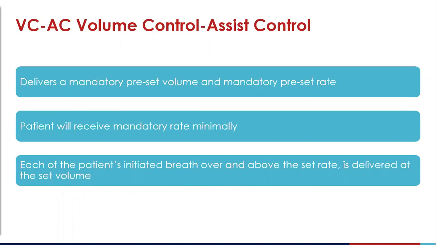Volume control, assist control, otherwise known as VC-AC, delivers a mandatory preset volume and mandatory preset rate. The patient will receive the mandatory rate minimally. Each of the patient's initiated breaths over and above the set rate is delivered at the set volume.